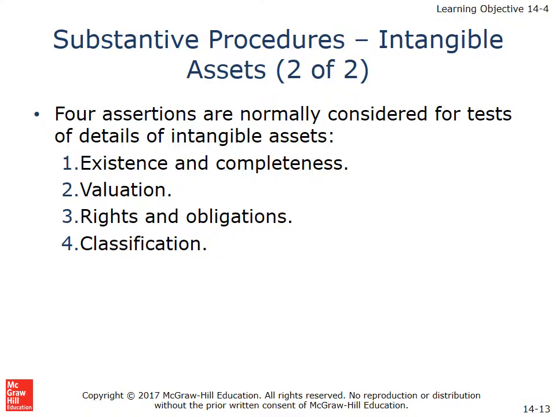Valuation. This is the most important assertion associated with it, as we said. The initial valuation involves an allocation of purchase price. Once an intangible asset is determined to be impaired, though, the current value must be determined to compute the impairment loss. Then here's where we want to do a lot of testing in determining that value. Is it properly being valued?